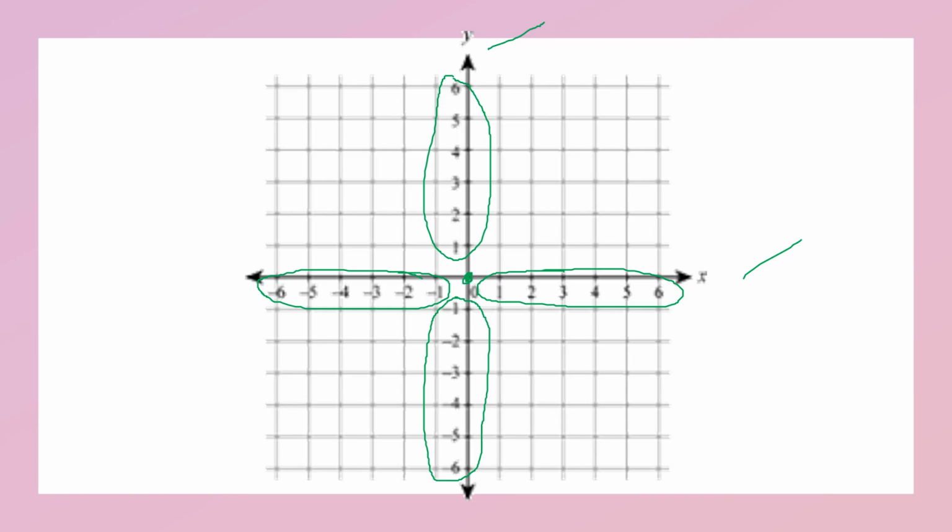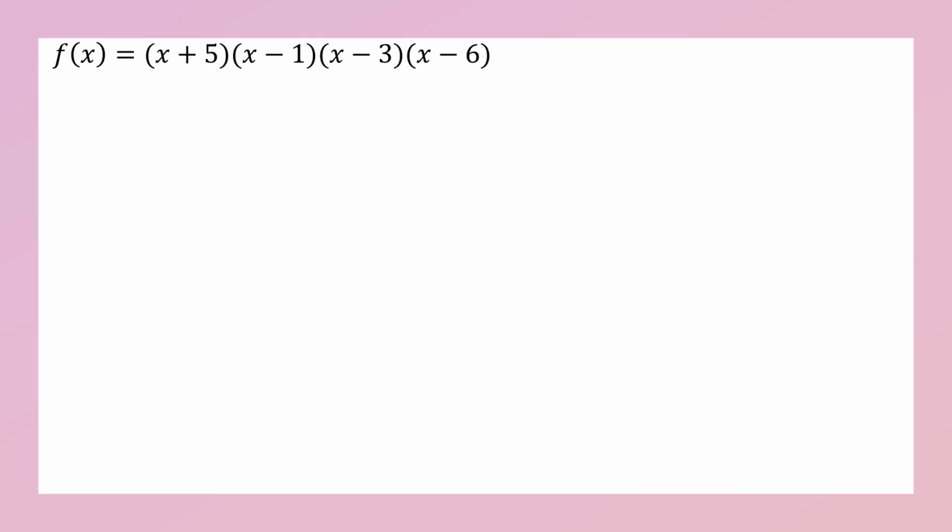Example number 1. Let us see how we graph a polynomial function. F of x equals x plus 5 times x minus 1 times x minus 3 times x minus 6. To graph this, as said earlier, we need the values for the x-intercepts as well as for the y-intercept. For the x-intercept, it is just the values of x.